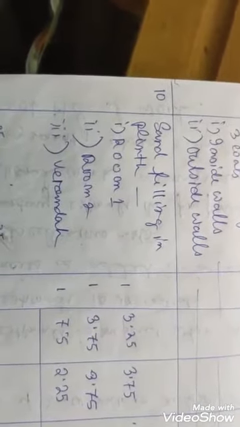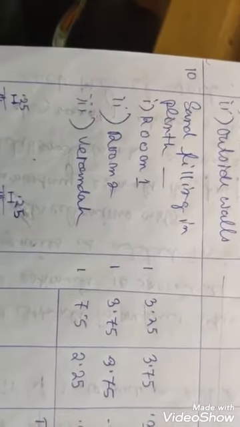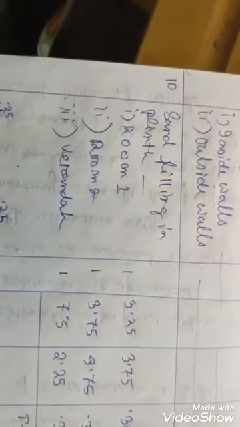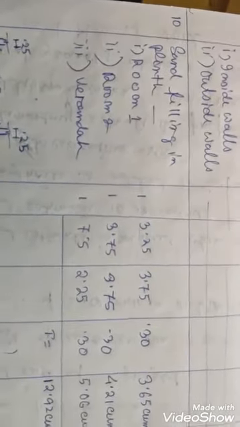So the sand filling will be done only up to the plinth level, inside the plinth walls, between the plinth walls, from ground level to plinth level. So how to calculate the quantity for the sand filling for the different rooms and the veranda? We'll have to go back to the drawing.